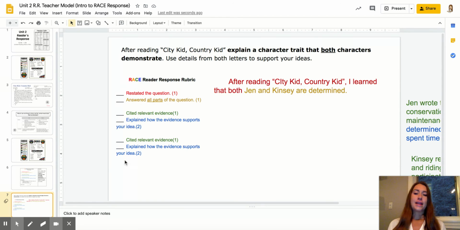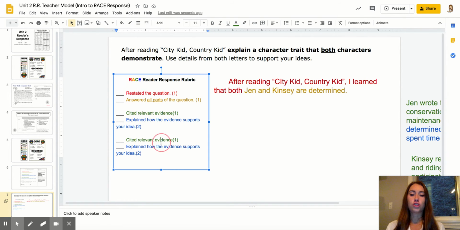Okay, my next sentence will then give an evidence for Jen and then an evidence for Kinsey. So you'll see that green, this cited evidence, is happening twice because I should have 2 pieces of text evidence since I am comparing both of these characters. And then I should have 2 blue sentences because I need to explain both those pieces of text evidence separately.